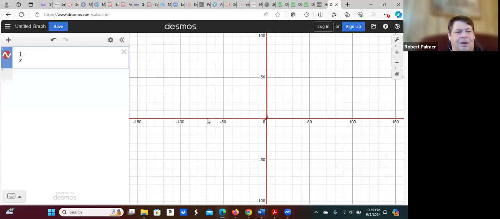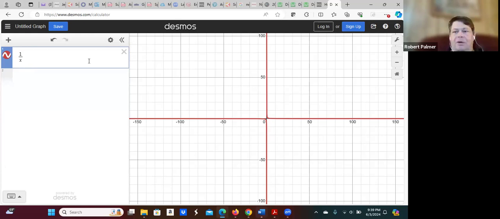And that's because our numerator is always 1. So the smaller I make x, the larger this gets. Regardless of whether x is negative or positive, it gets larger in a positive or negative direction.